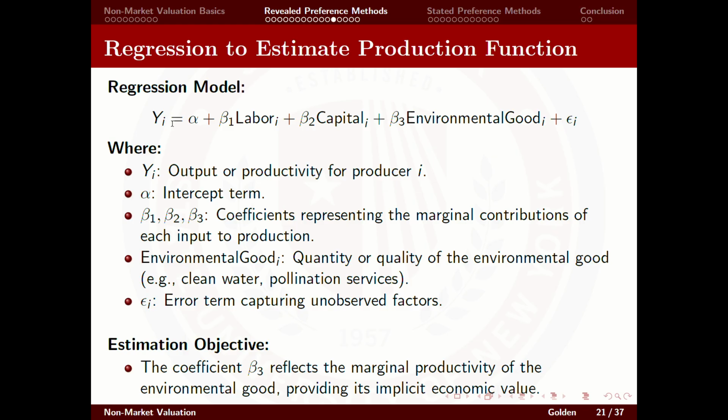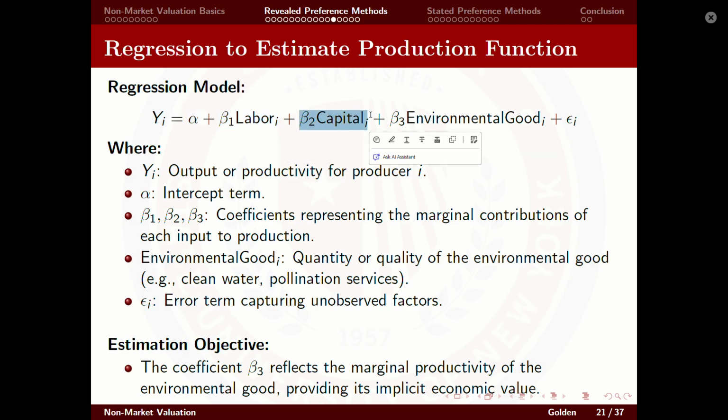If you were actually going to estimate a production function in general, you would probably not want it to be linear. You'd probably want some log terms here. But this is environmental, this is not econometrics. So y_i is the output of the producer. Alpha is the intercept term. Beta 1, labor i, is the coefficient representing the marginal contribution of labor to productivity.